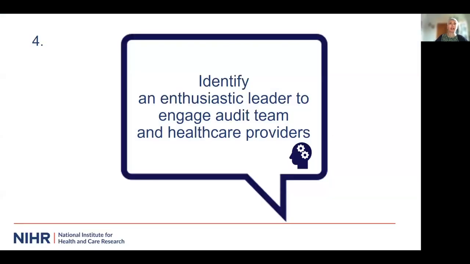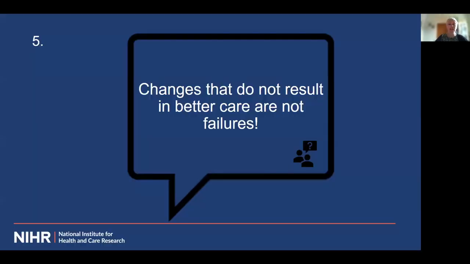Tip 4, engage an enthusiastic leader within the clinical audit to drive the research forward. Top tip 5, leaders need to understand and promote the equipoise in audit and feedback research. So negative trials to improve effectiveness are not seen as failures of the audit or the research. It just means that that is not the best way to improve an audit's effectiveness.